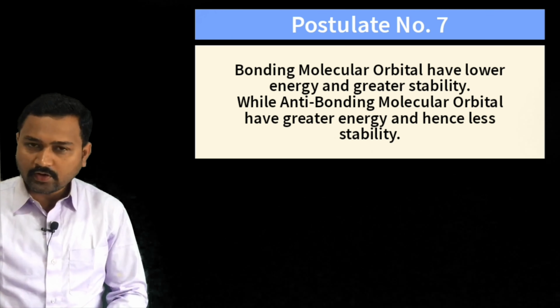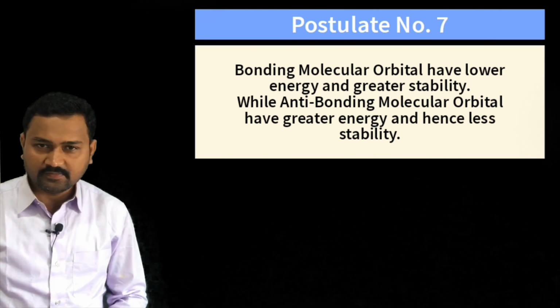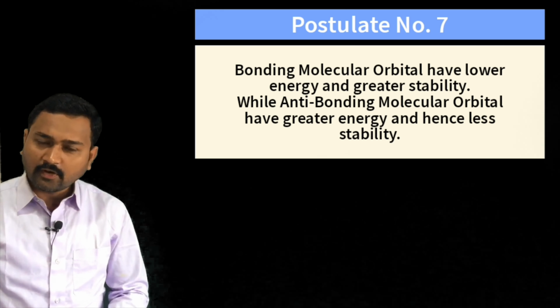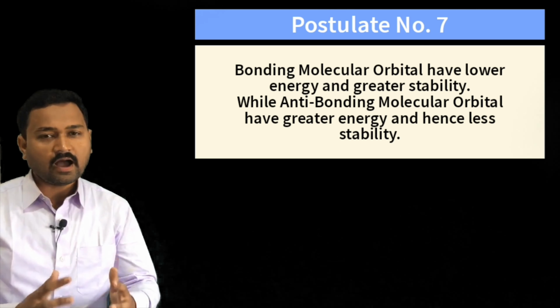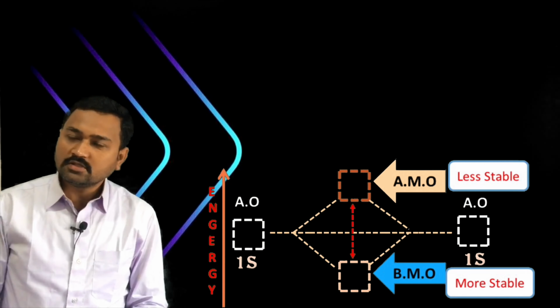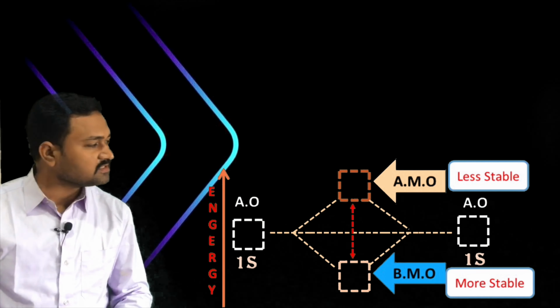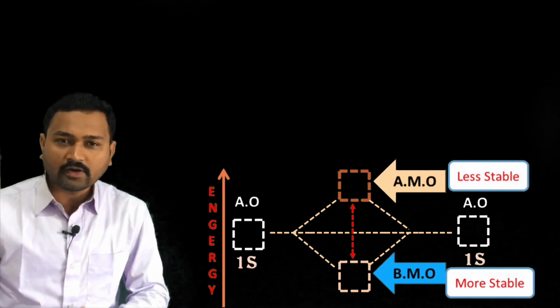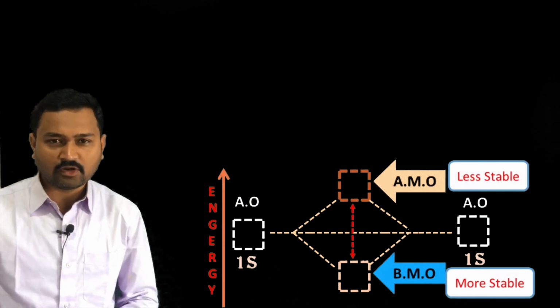Now, let us know about postulate number 7. The bonding molecular orbital has lower energy and greater stability, while the anti-bonding molecular orbital has higher energy and hence it is less stable. Here I have shown the energy difference between the bonding molecular orbital and the anti-bonding molecular orbital.